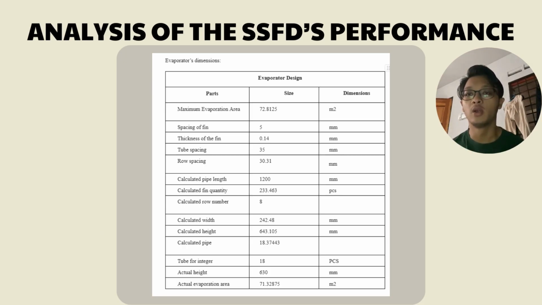So for this part, I will explain about the analysis of the steady flow device and the performance of the steady flow device. Our group has decided to design an evaporator, and in this table it is the evaporator's dimension, which includes the evaporation area, spacing of fin, thickness of the fin, tube spacing, row spacing, calculated pipe length, calculated fin quantity, and so on.